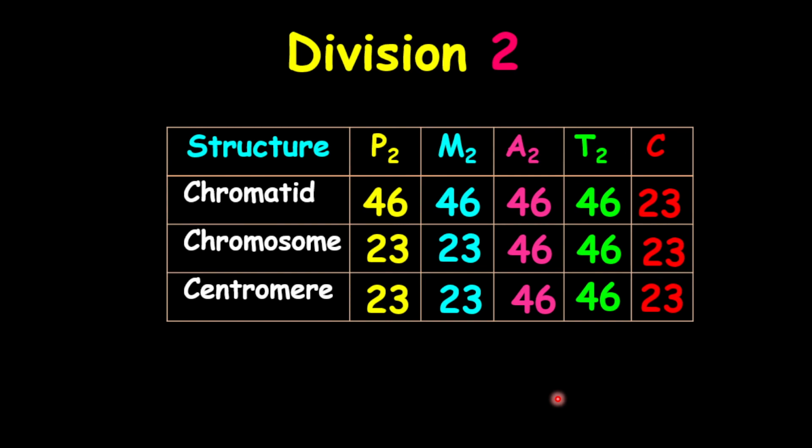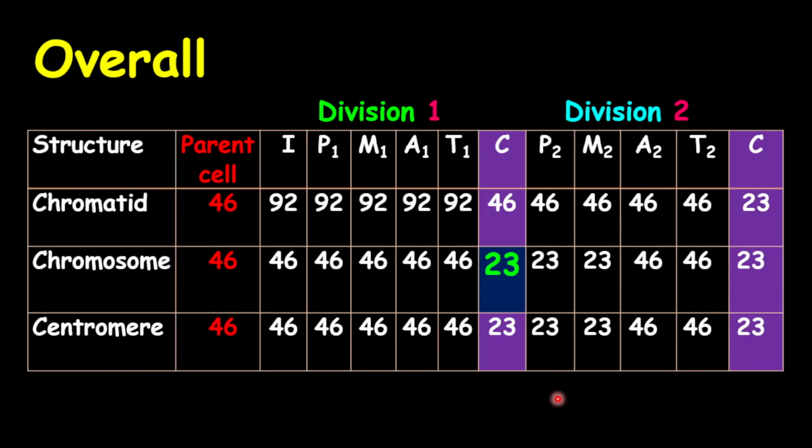Notice at the end of division 2, we have half the numbers that we started out with in the parent cell. So as you look at these numbers on the overall chart, you'll realize that our end column, which is after the final cytokinesis, the number of chromosomes will be half that of the parent cell. So therefore, we have 4 daughter cells with haploid number, which means half the number of chromosomes.